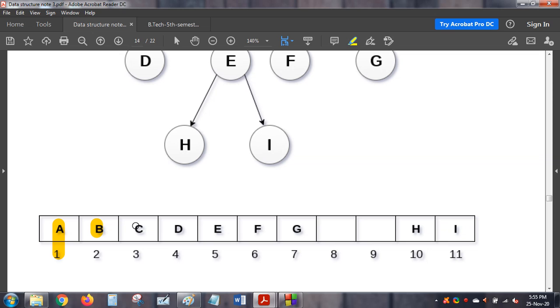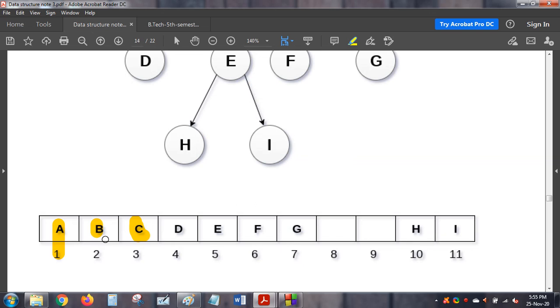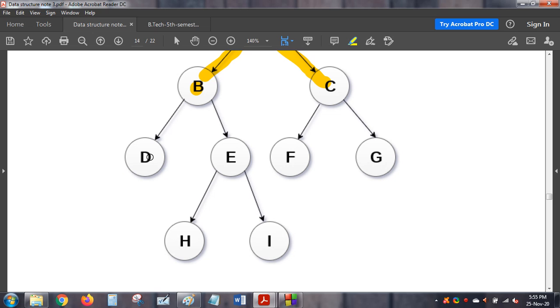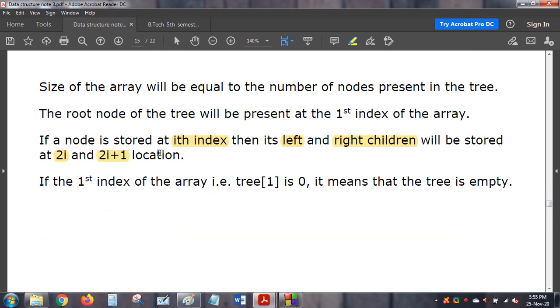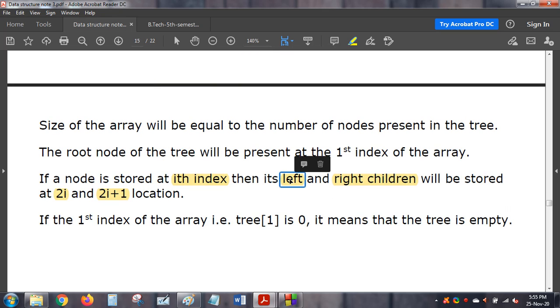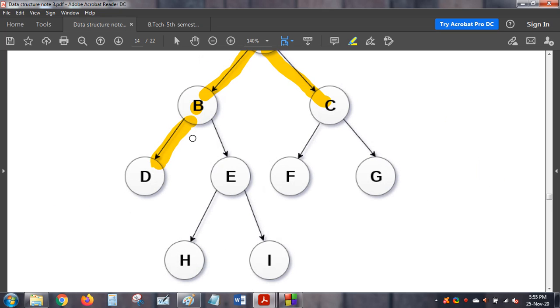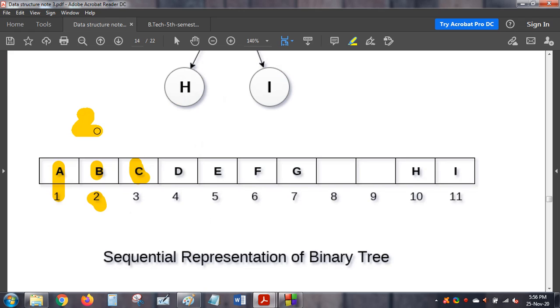Now where is B? B is at the 2 position. Then D, which is on the right. What we have said? If it is on the right, then it is on the... sorry, D is on the left, isn't it? D is left of B, and if it is on the left, then it will be on the 2i position. B is already in 2 position, then what is 2 into 2? The 2 into 2 is 4. So D is located at 4.